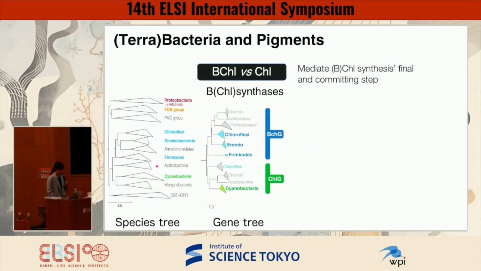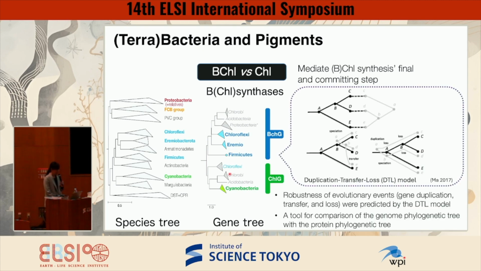we compare the species tree on the left with the gene tree on the right, focusing on bacterial chlorophyll or chlorophyll synthesis. These enzymes catalyze the final and committing step of bacterial chlorophyll or chlorophyll synthesis. In the gene tree, we observe a clear separation between two groups, BCHG, which is associated with bacterial chlorophyll synthesis, and CHLG, which is associated with chlorophyll synthesis. This indicates that the divergence between bacterial chlorophyll and chlorophyll synthesis is deeply rooted in evolution and reflects an early functional differentiation rather than recent horizontal gene transfer.